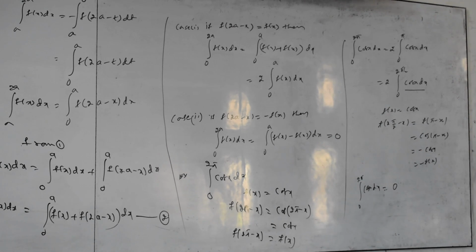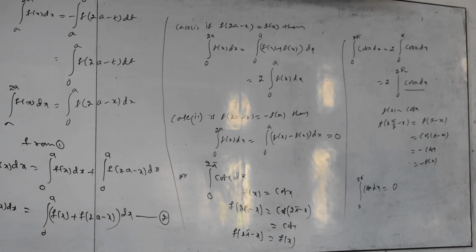This problem was asked in 2016. Many students did it wrong, because the first case everybody can do. After this they get stuck, because they may not convert pi into 2 into pi by 2. By the second case, again the 0 to 2a form, use the second case again. Then we get the value as minus f of x. In the second case the value becomes 0.